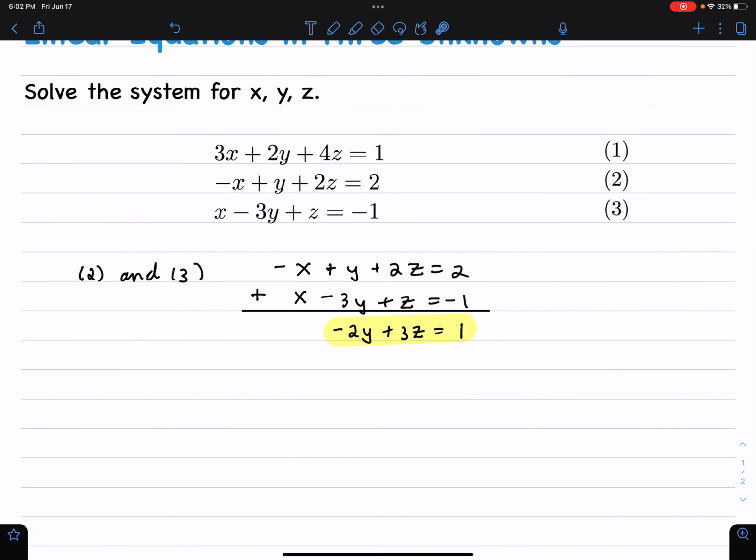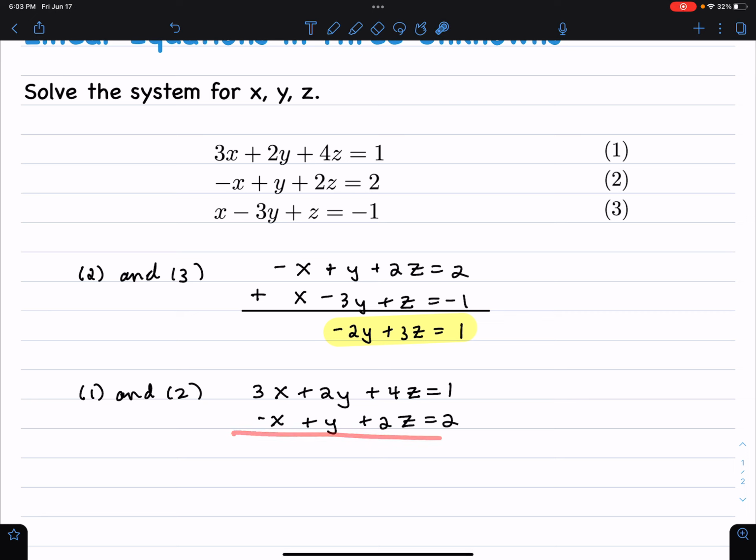Now I'm going to use the first equation with one of these other two, and I'm going to eliminate x again. I already eliminated x once, and I want to eliminate x again. So I'm going to take the first and the second and eliminate x. But if we look at this, we see that the x's don't eliminate quite as easily. If I just add these, 3x plus negative x does not make 0. So it doesn't work as simply as that.